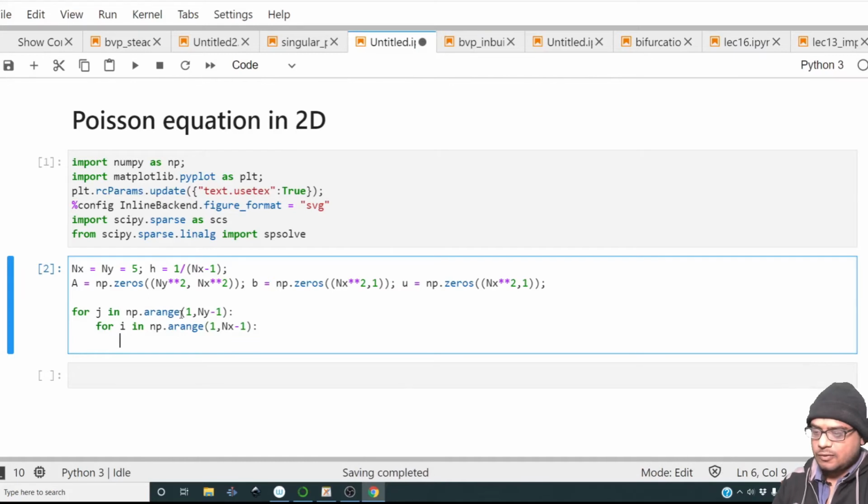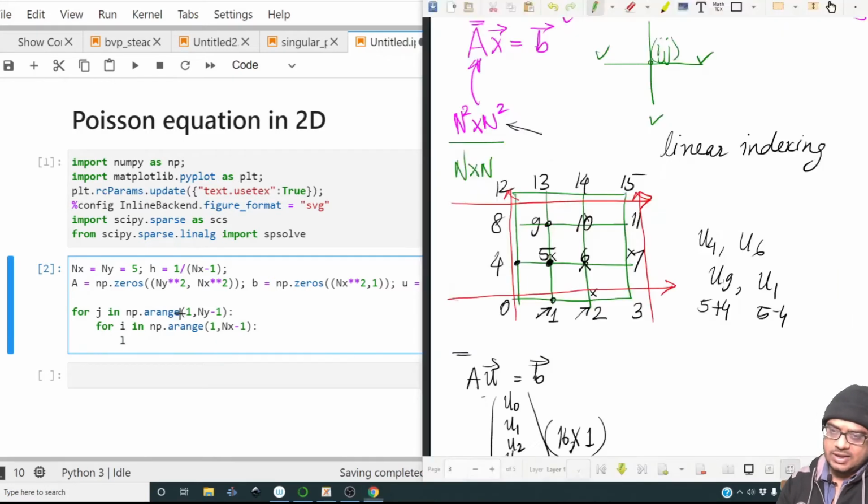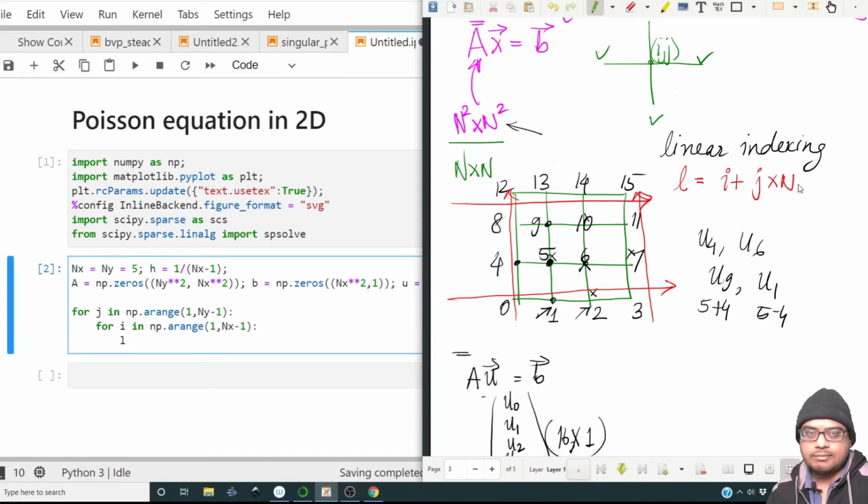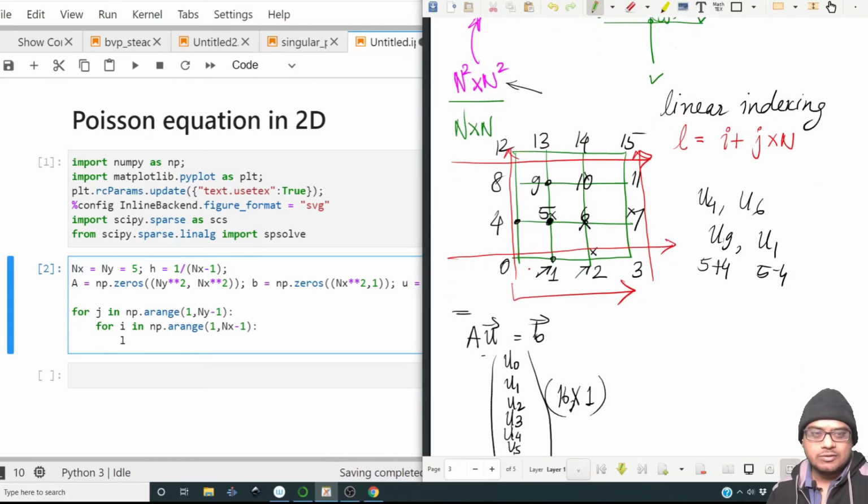So now what are we going to do? So first we will define L as the linear index. So what is L? If you look at this thing, the linear index L will be equal to i plus j times n, right, where n is the number of points in this direction. They're equal, so it doesn't make a difference.